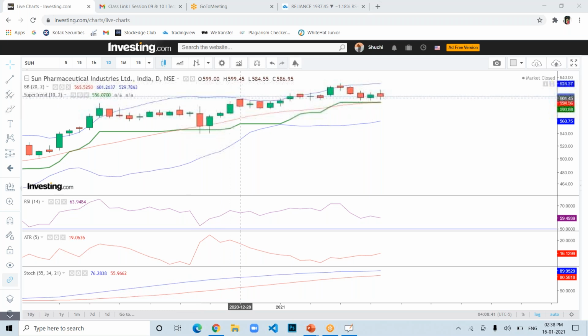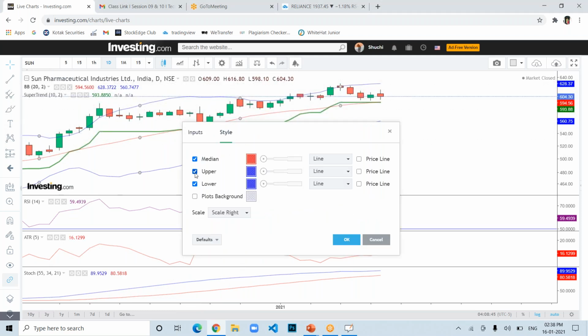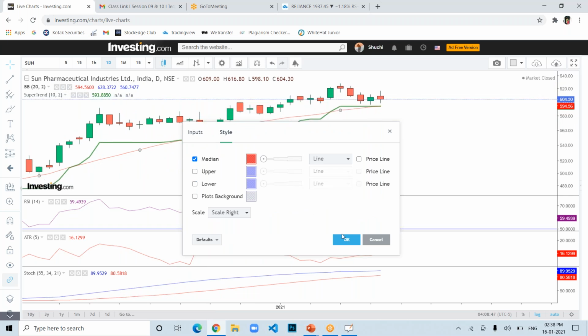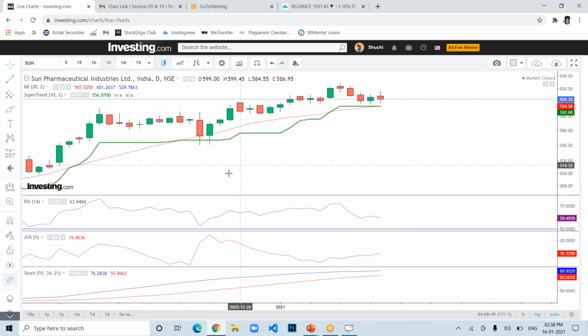In fact, we don't need the upper band and the lower band. We can clearly hide them also. So I can simply hide these two lines. So it makes your life simpler. So again, super trend should be below the mid Bollinger Band. Till here, is everybody clear? Or should I repeat again?